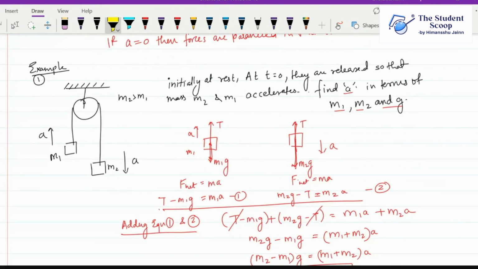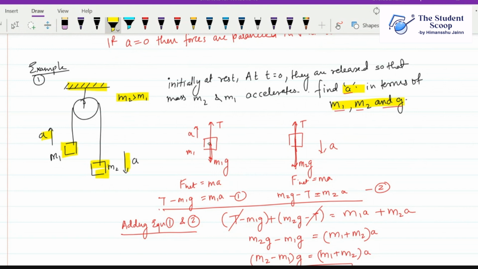So in this example, let's see this quickly. There is a mass and there is a pulley. This mass is accelerating upward, this mass is accelerating downward, and m2 is greater than m1. Initially, they were both at rest, and we have to find the acceleration in terms of m1, m2, and m3.